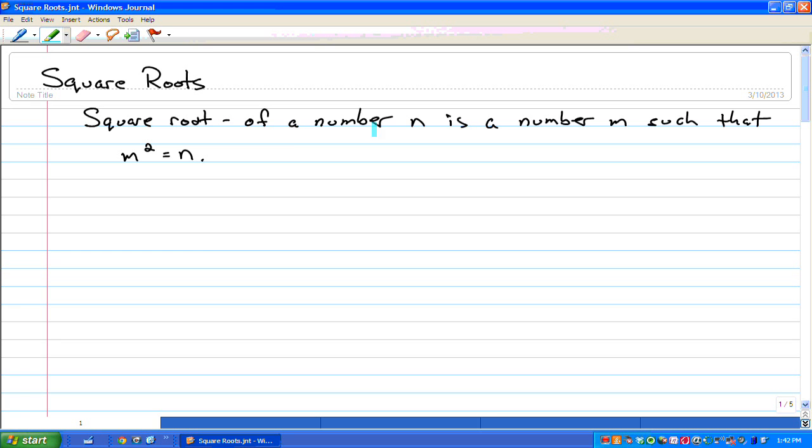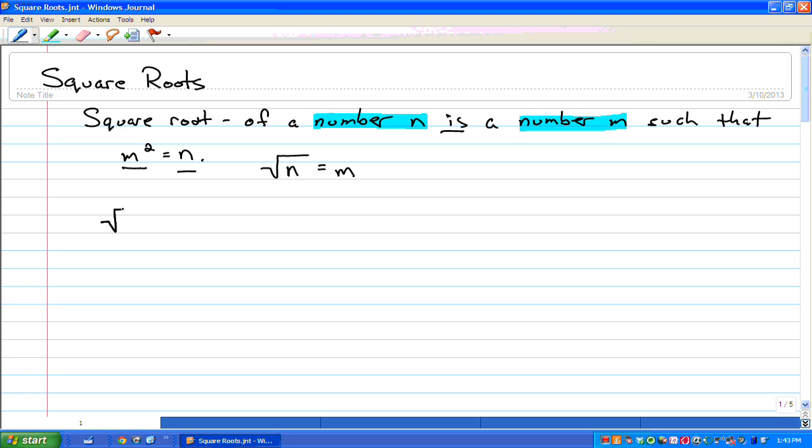Let's break this down a little bit. The square root of a number n. First of all, you need to know what the square root symbol looks like. This is the square root symbol. So the square root of a number n equals a number m, such that if I took m and I squared it, it would give me n. That's what that means. So it makes a little more sense if I actually give you a number.